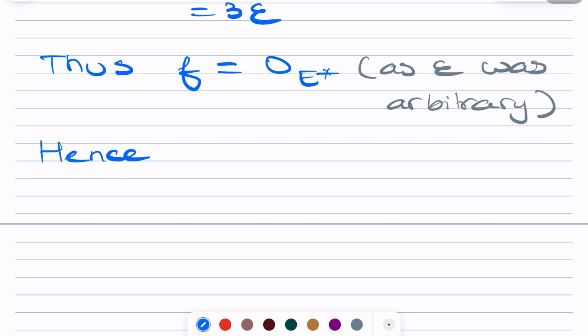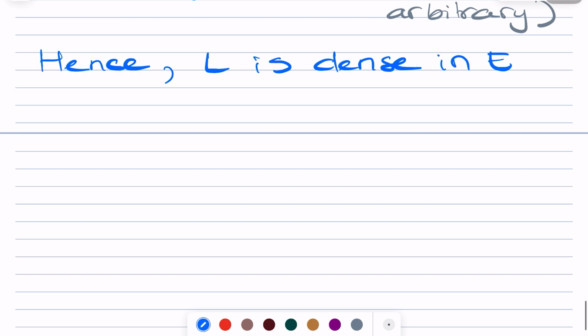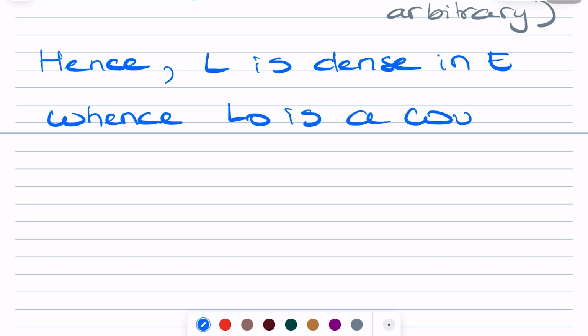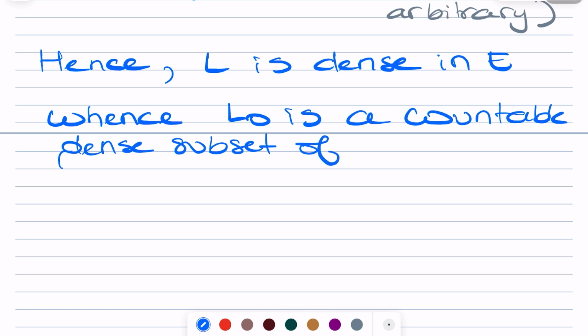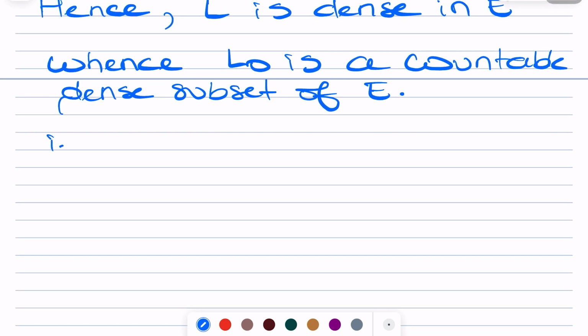So as L is dense in E, and L0 is a countable dense subset of E, this means E is separable. And then we are done.